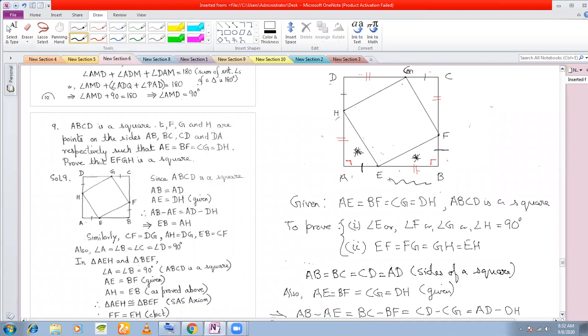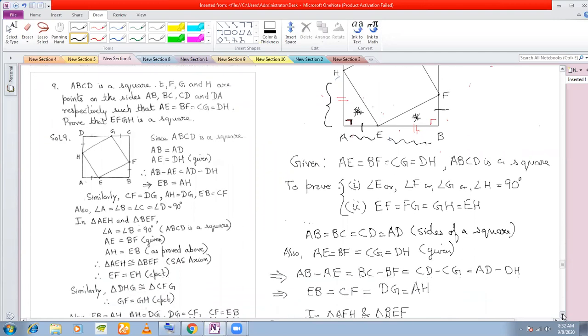Why SAS? Because in these two triangles, with the help of what sides and what angles have I proven equal? With the help of this side, I have proven congruency. With the help of this side, I have proven congruency. And with the help of this right angle, which is the included angle between these two sides. So therefore, it has to be SAS. Okay. So we'll write this.